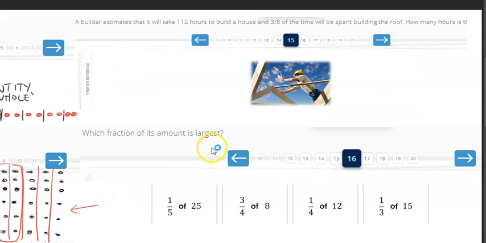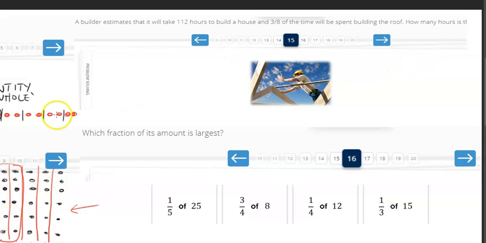Okay, second last example. Let's look at another context question. A builder estimates that it will take 112 hours to build a house, and 3/8 of the time will be spent building the roof. How many hours is this?